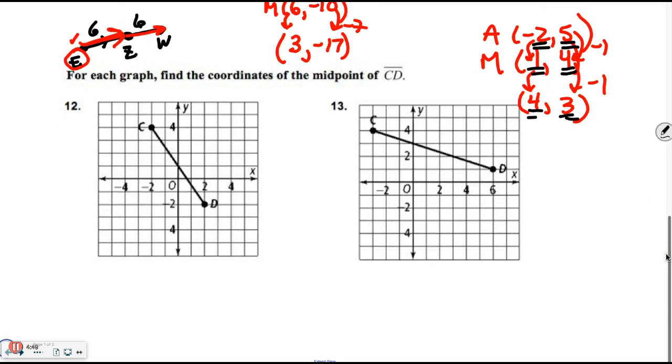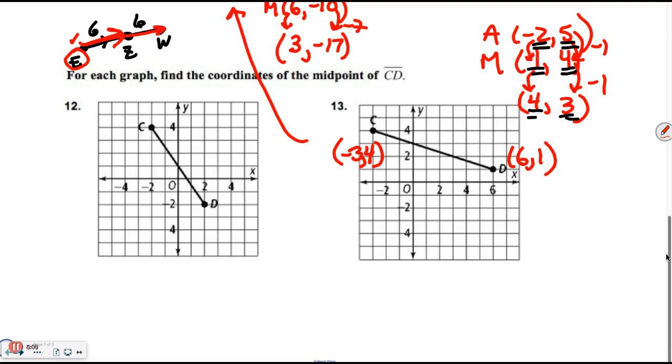When you have a graph, you're going to do exactly what we set up there. You're going to add the x's and divide by 2, but you need to see them to add them. So this would be the point -3, 3 to the left, and 4 up. This would be the point 6 to the left, and 1 up.